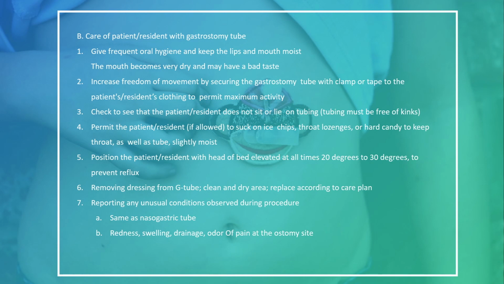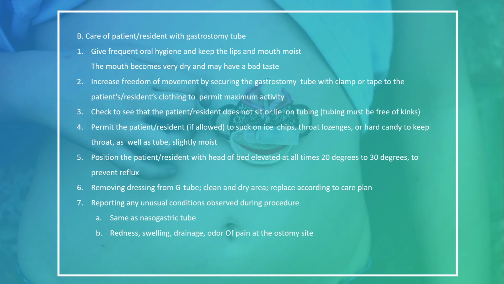Care of patient or resident with a gastrostomy tube. Give frequent oral hygiene and keep the lips and mouth moist. The mouth becomes very dry and may have a bad taste. Increase freedom of movement by securing the gastrostomy tube with a clamp or tape to the patient or resident's clothing to permit maximum activity. Check to see that the patient or resident does not sit or lie on the tubing. The tubing must be free of kinks. Permit the patient or resident, if allowed, to suck on ice chips, throat lozenges, or hard candy to keep their throat, as well as the tube, slightly moist.